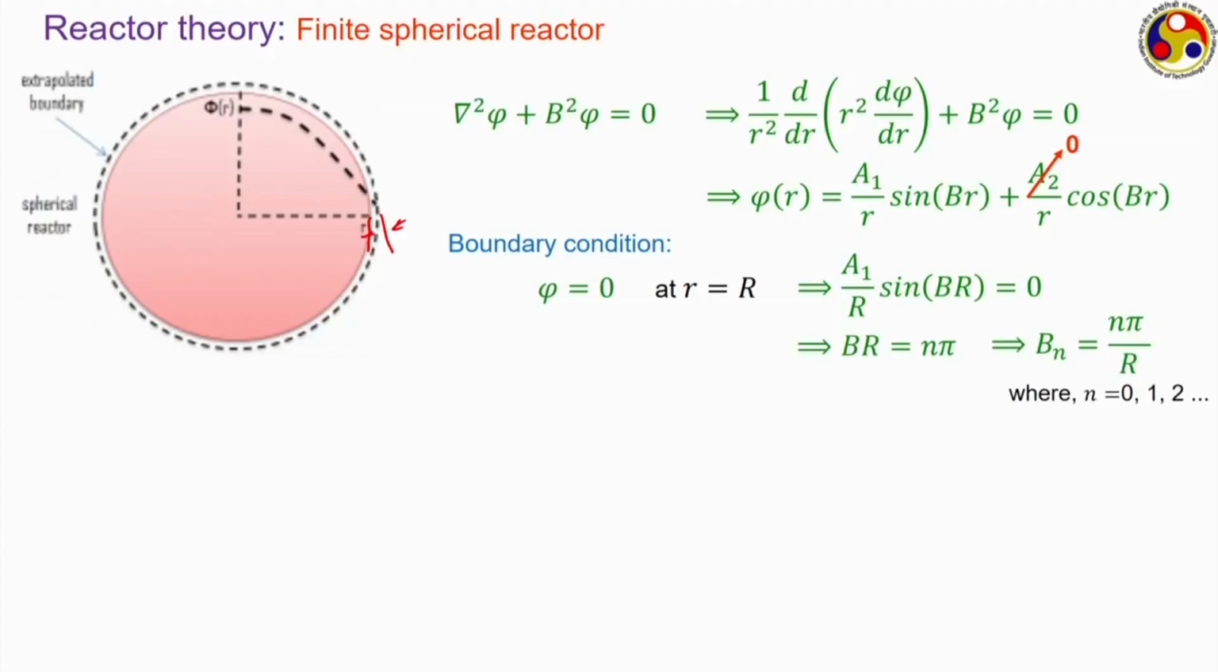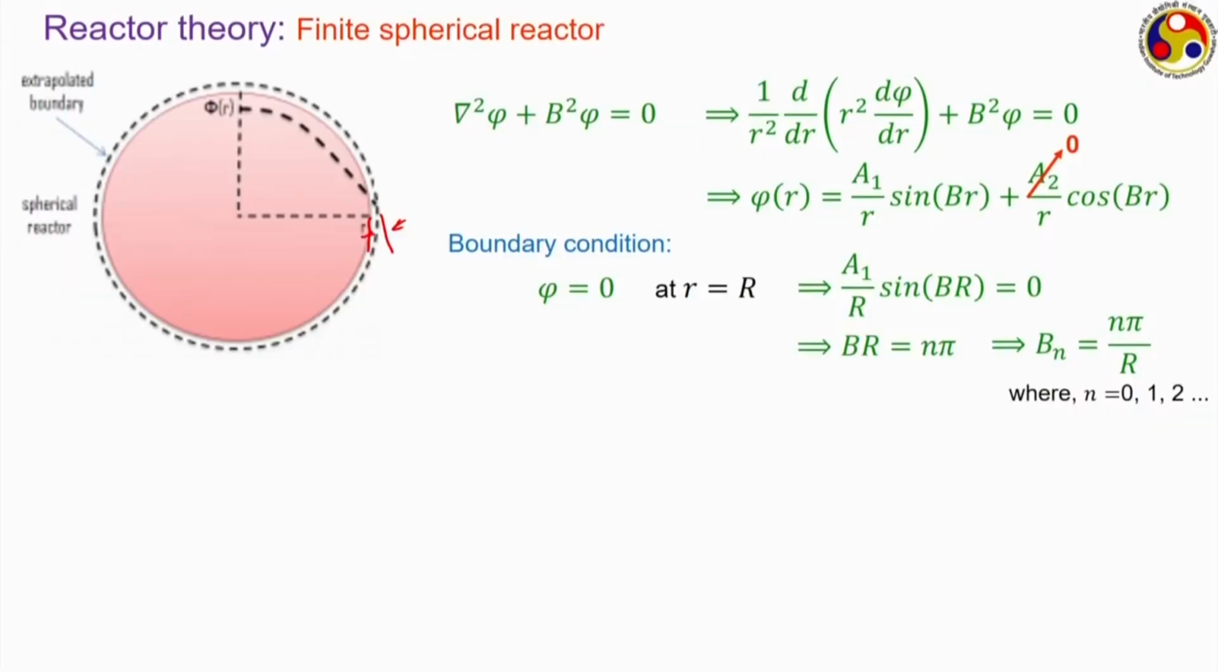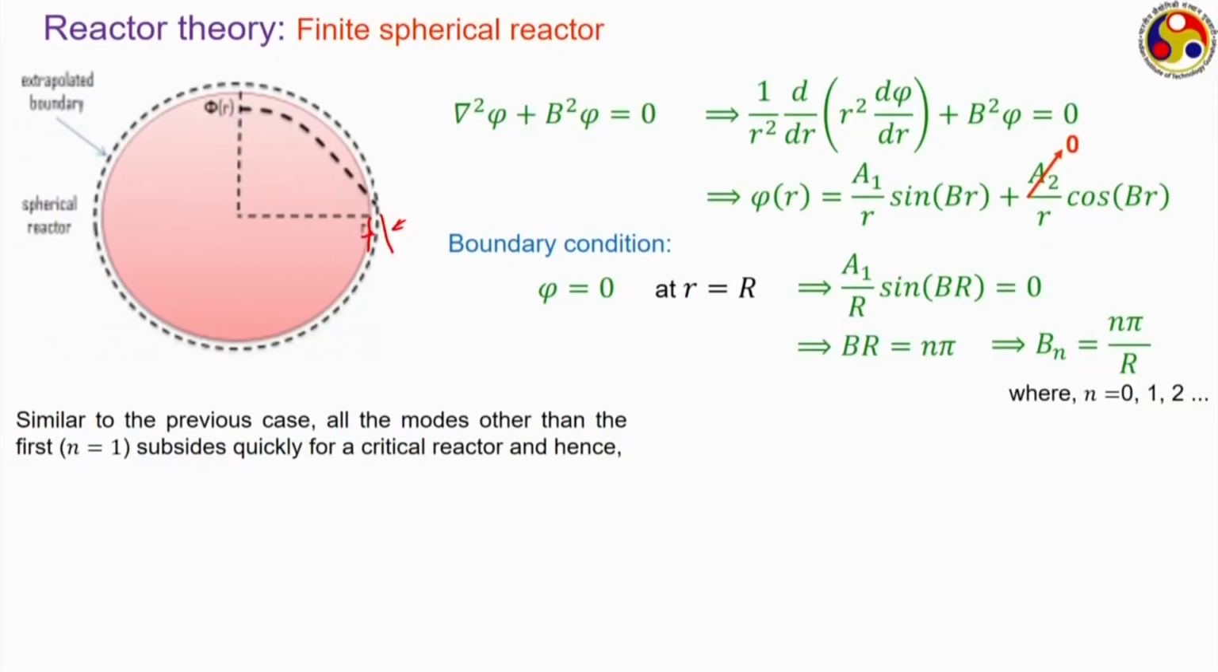Now, as we have seen in the previous exercise also, while there are theoretically several modes of operation, nothing beyond the 2 or 3 works. So, Bn equal to n pi by R, where n is any integer starting from 0, going to 1, 2, etc. But all the modes for which n is greater than 1 subside quite quickly, leaving the final profile to resemble only the profile corresponding to n equal to 1.